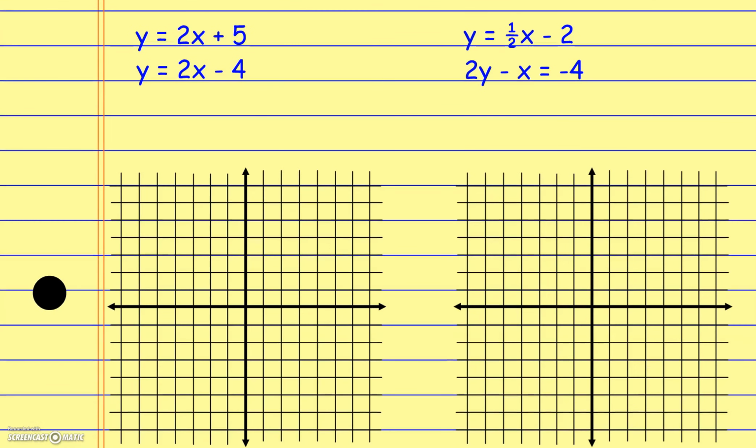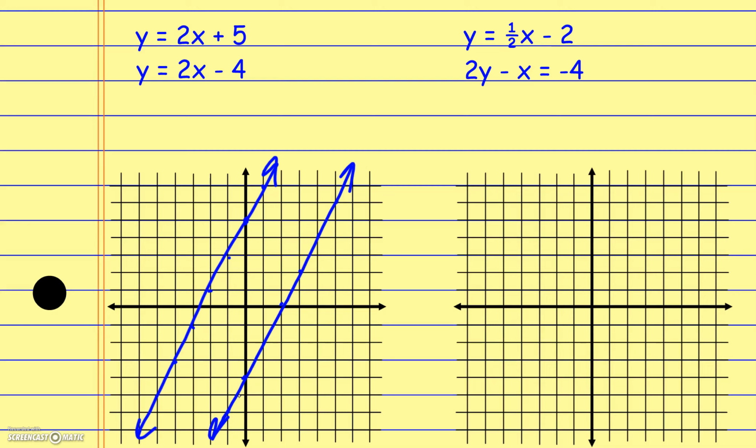If I look at the next one, I've got a y-intercept of 5, so I'm going to plot that, and I've got a slope of 2, so that's up 2 over 1 or down 2 back 1. And I draw my line, and then the next one has a y-intercept of -4 and a slope of 2. So that's up 2 over 1, up 2 over 1, or down 2 back 1. And when I graph these, what I end up with is two parallel lines.